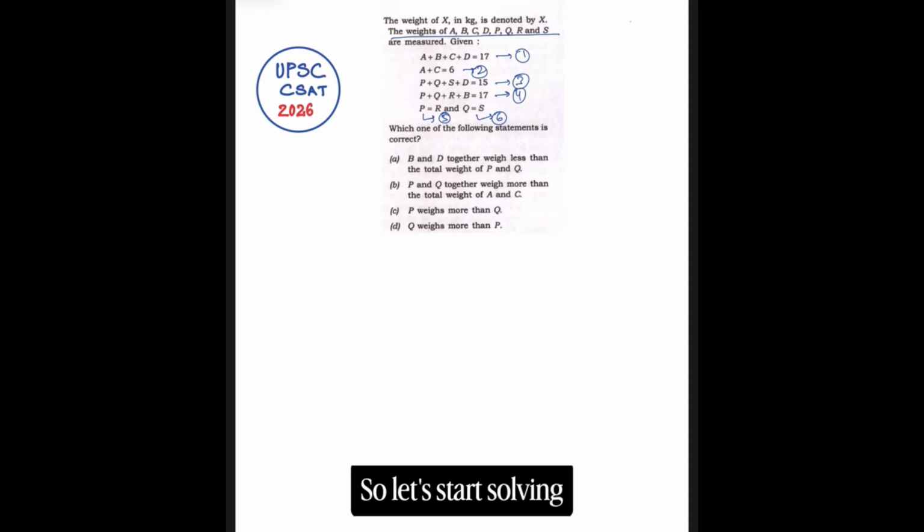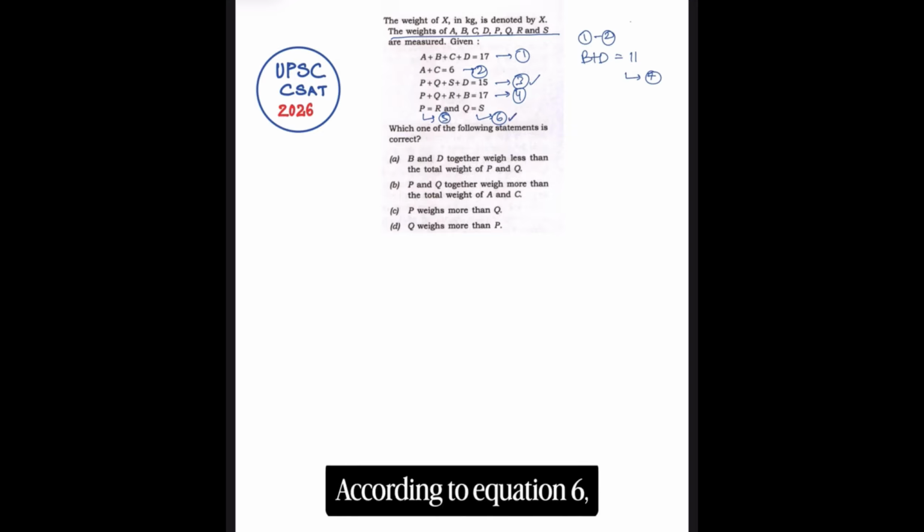So let's start solving. Let's subtract equation 2 from equation 1. So 1 minus 2 gives us B plus D is equal to 17 minus 6, which is equal to 11. So let this be equation 7. Now let's see equation 3 and equation 6. According to equation 6, Q is equal to S.